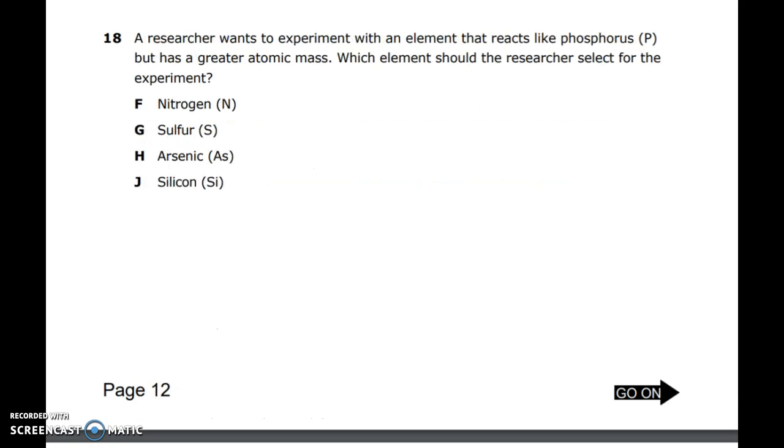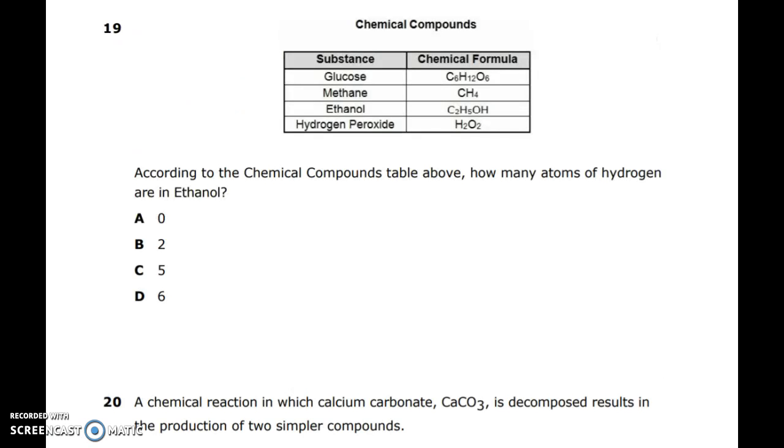18. A researcher wants to experiment with an element that reacts like phosphorus but has a greater atomic mass. Which element should the researcher select for the experiment? F. Nitrogen. G. Sulfur. H. Arsenic. J. Silicon. 19. According to the chemical compounds table above, how many atoms of hydrogen are in ethanol?